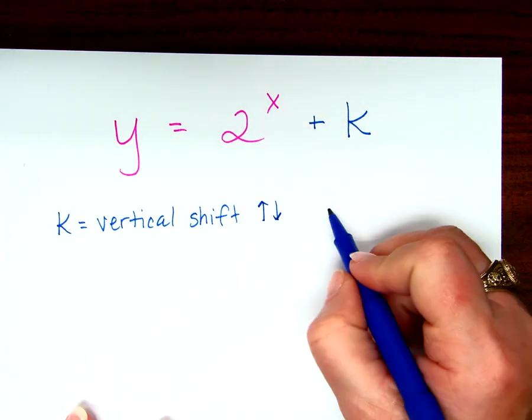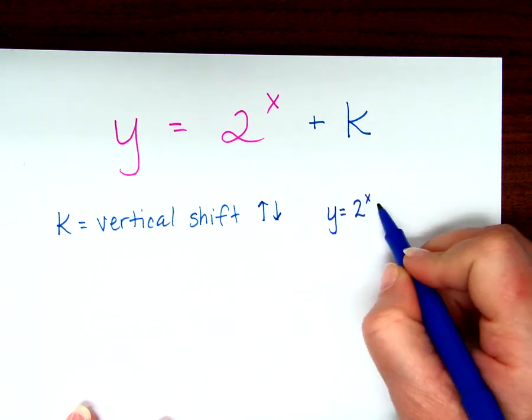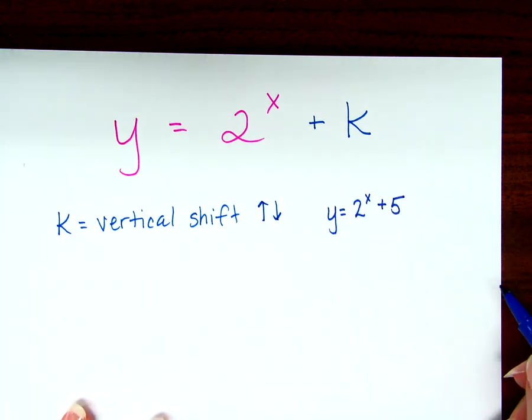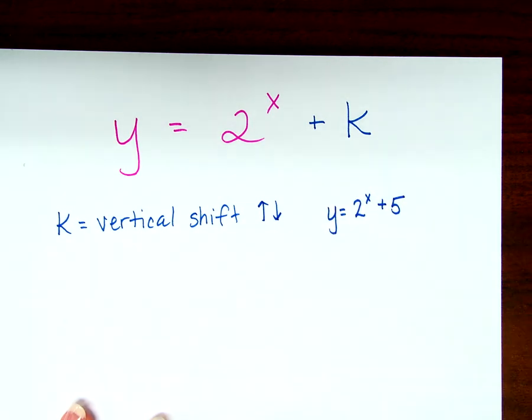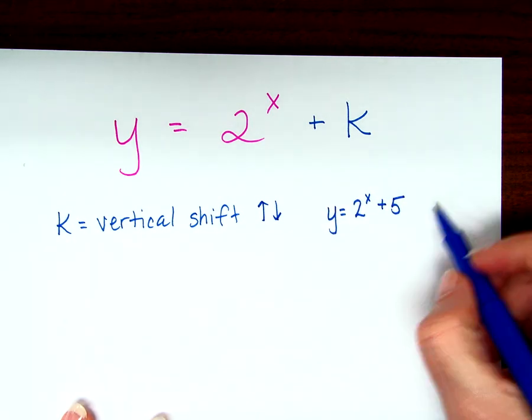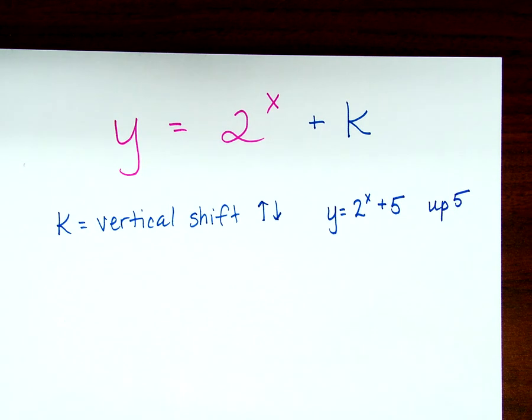Okay. So here's an example. y equals 2 to the x plus 5. How is that going to move compared to the parent? Perfect. Up 5. You're remembering this? Good. Give me 5. Perfect.